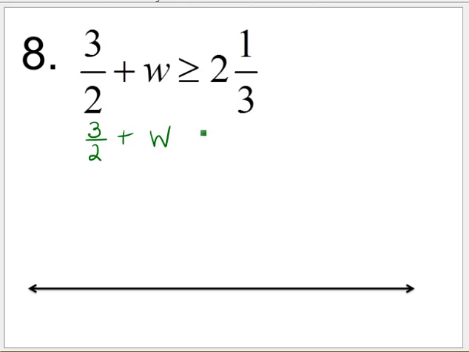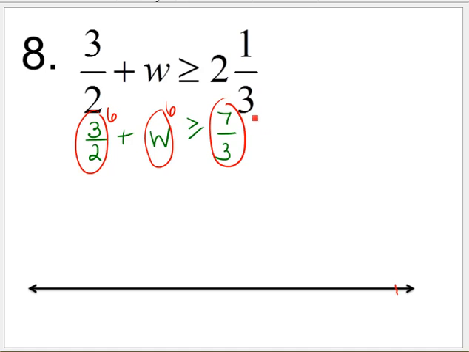And the first thing I'm going to do though is change this to an improper fraction. 3 times 2 is 6 plus 1 is 7, so we get 7/3. Now looking for my least common denominator, that would happen to be 6. So I'm going to multiply every term. Remember, a term is separated by a plus, minus, or equals, and this time greater than or equal to sign. We're going to multiply everything times 6. That would be the least common denominator.